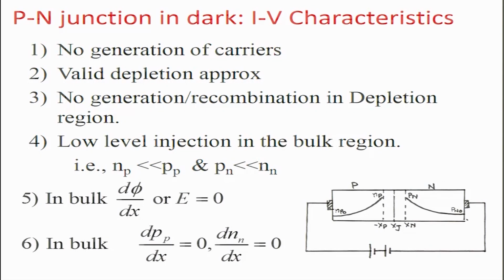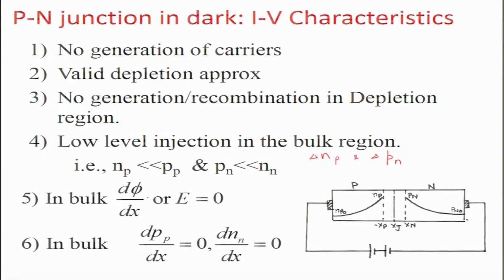And we also assume that the bulk of the semiconductor has a low level injection condition, which means that Np, the minority carrier concentration on the P side, that is electron concentration, is much smaller than the hole concentration on the P side, and the minority carrier concentration on the N side, that is hole concentration Pn, is much smaller than the electron concentration. What it also means is that the perturbations, delta Np and delta Pn, are such that they do not disturb the majority carrier concentration, they only affect the minority carrier concentration. So, injection is lower in that sense.